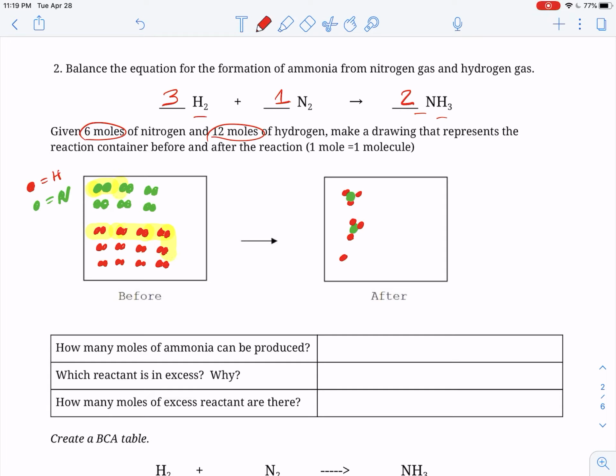Not right now. Another 3 and another 1, and so on, each time another 3 H's and another N.